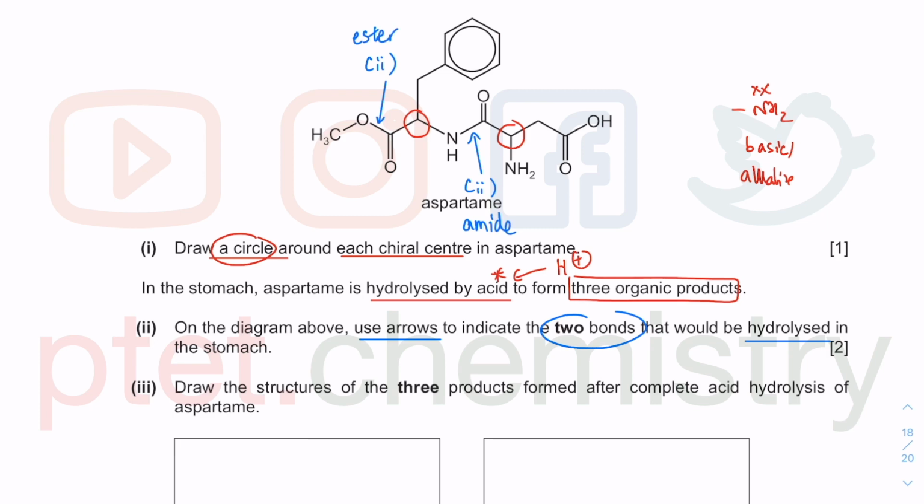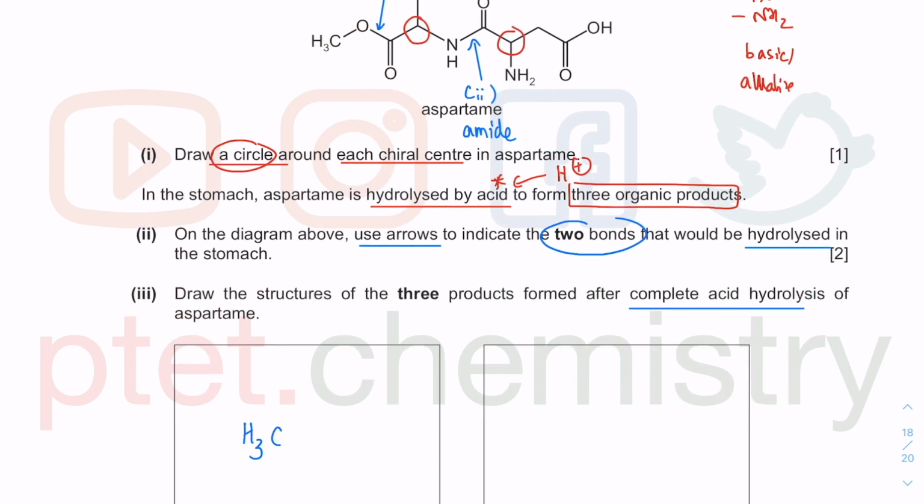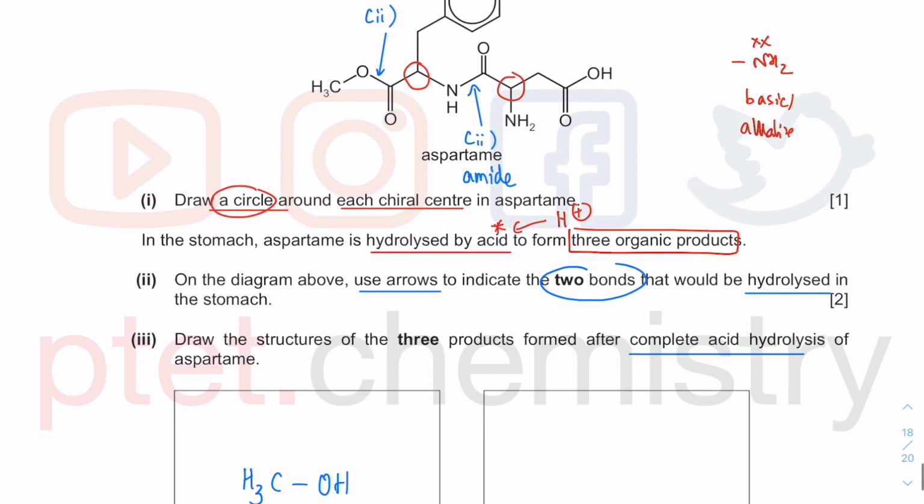Draw the structures of the 3 products after complete acid hydrolysis. We're going to get the alcohol, which is CH3OH. So if I just show H3C and then OH, that is from there. I'm now going to complete this side with the skeletal formula. This is going to give me the carboxylic acid component. And then this bit here is just bonded to a carbon, which is that carbon.